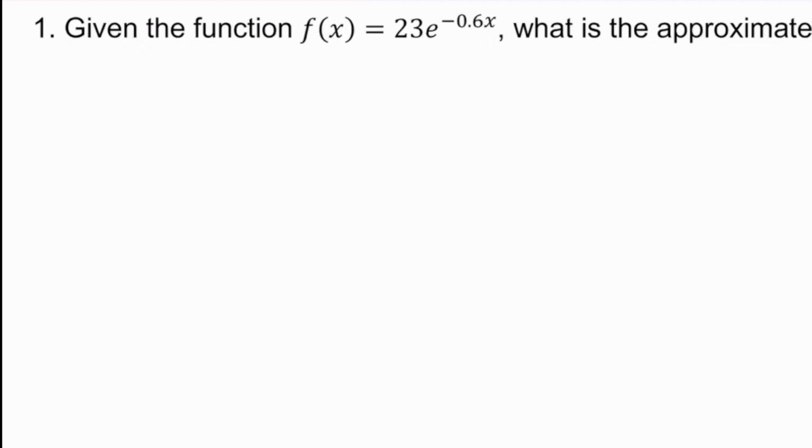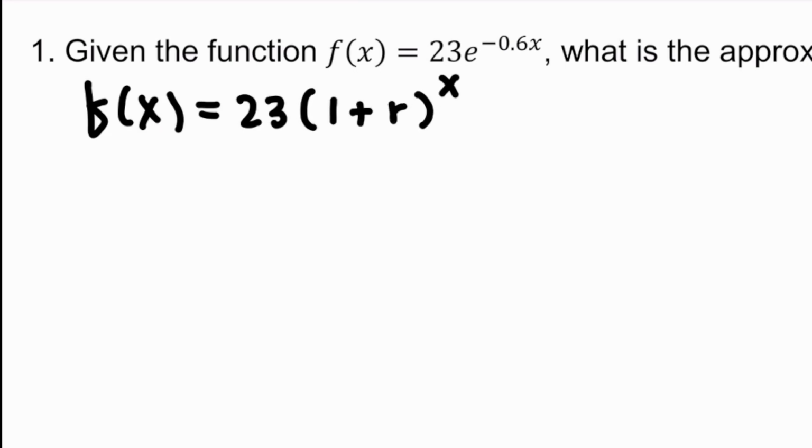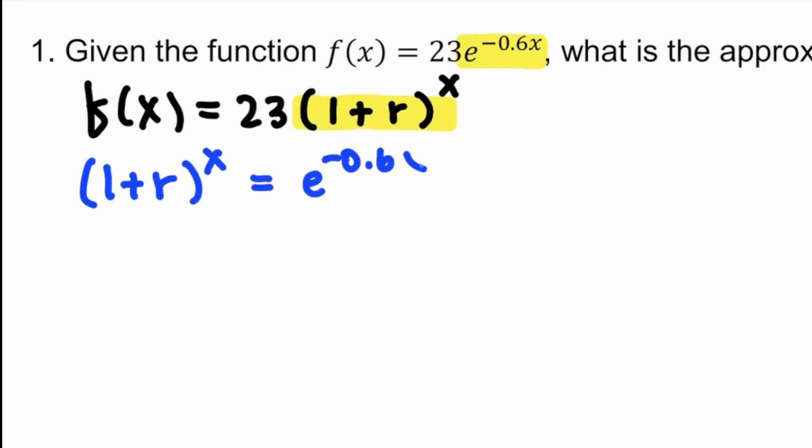Even though you're allowed to use a calculator, we're going to say, all right, so f of x in this case is equaling 23 times 1 plus the percent rate of change to the x power. If I look at this, this 1 plus r to the x situation, I can figure that out from e to the negative 0.6x. So I'm going to set up a little equation over here. So 1 plus r to the x equals e to the negative 0.6 times x.